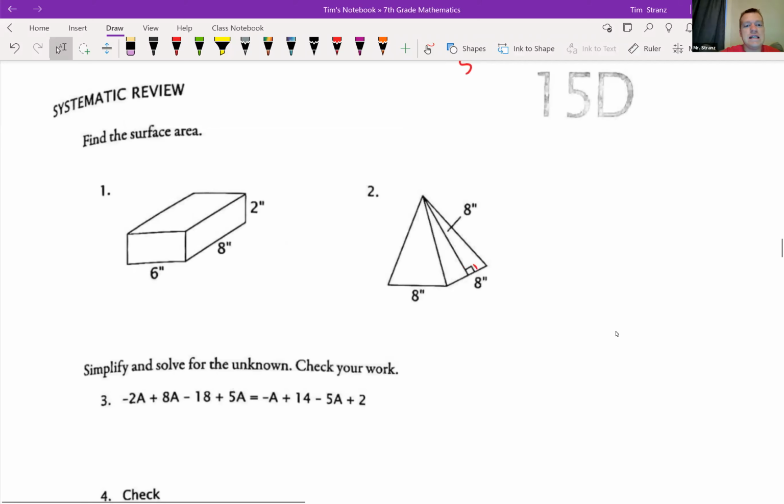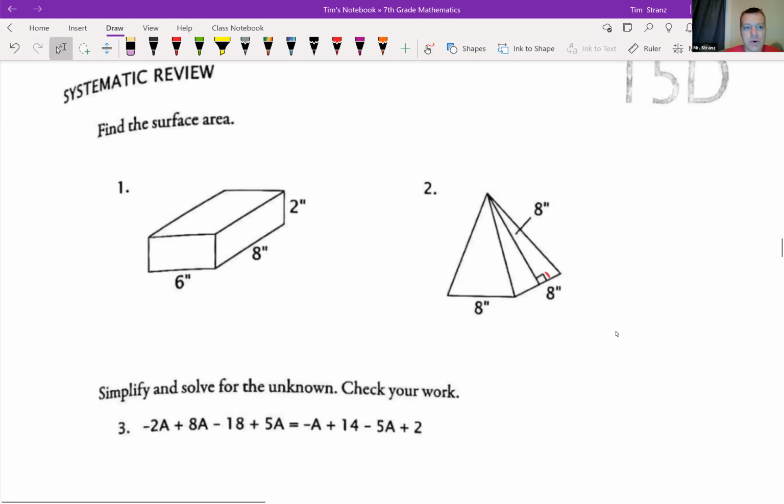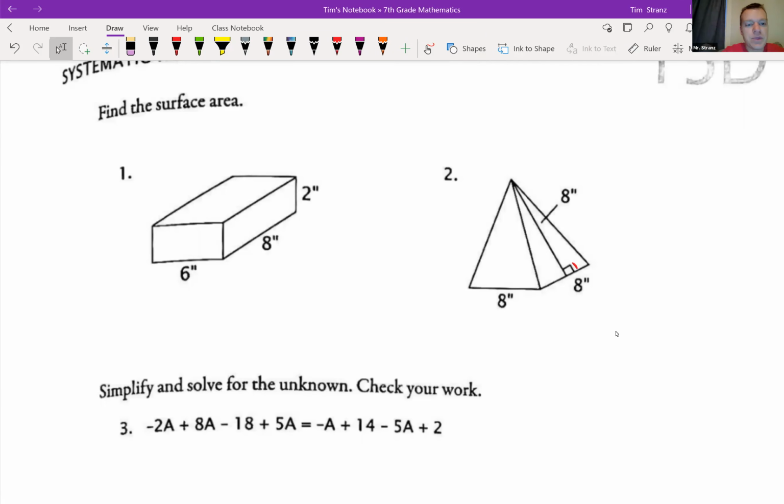So number 15D, number 1. Here we go. We're going to find the surface area. So I'm going to first find this face right here. Okay, we know the base is 6. Okay, we know the height is 2. So that's going to be 12. And you know that back here, there is also going to be a 12 that we can't see. So 2 12s is going to start us with 24.